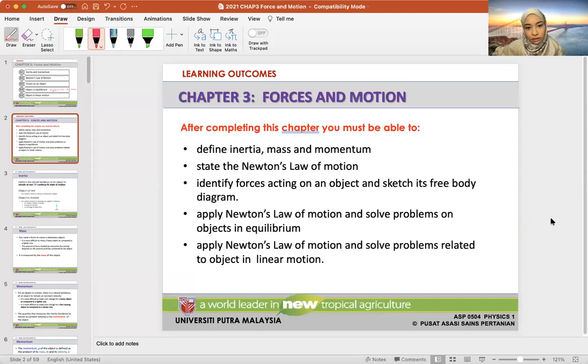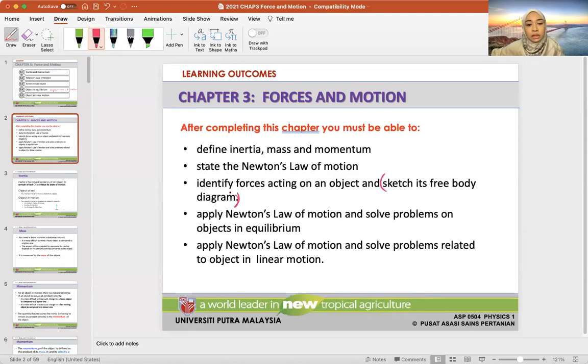Alright. So after completing this chapter, this is your learning outcome. You have to know how to define inertia, what is mass in general, what is momentum. You have to state the Newton's law of motion, whether the first one, second one, or third one, and then identify the forces acting on an object and sketch its free body diagram.